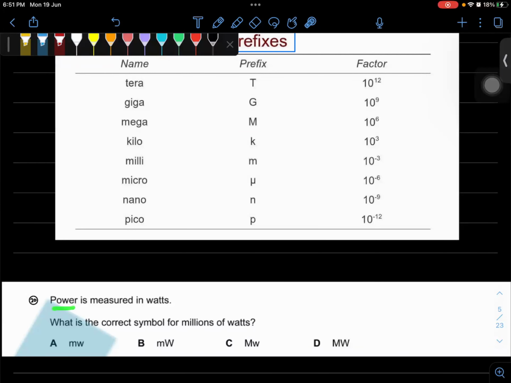Power is measured in watts. What is the correct symbol for millions of watts? 8 million में कितने zeros होते हैं? 6 zeros. So it's 10 to the power of 6.